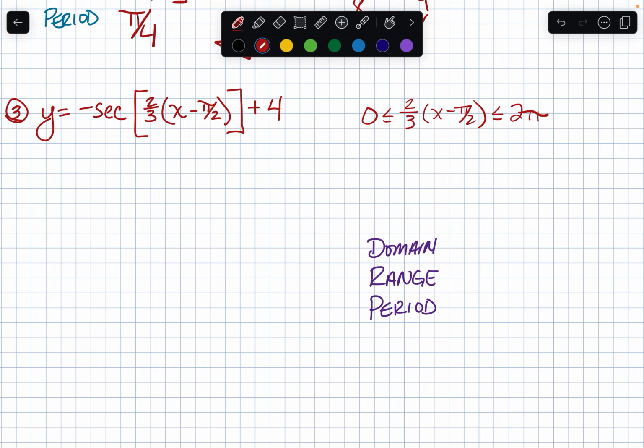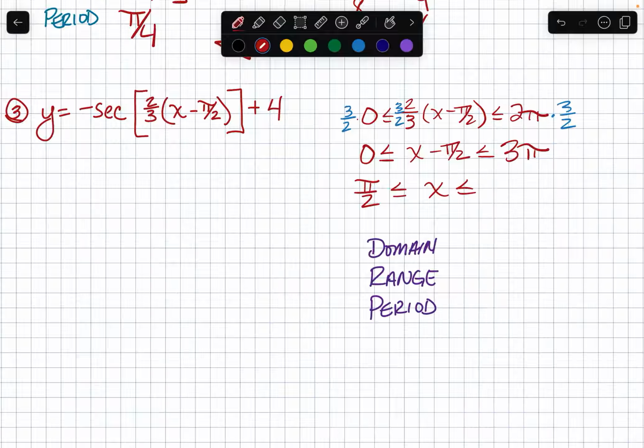So what we're going to do here is multiply by the reciprocal, which is the ideal thing. So multiply by 3/2 everywhere. All right, 3/2 times 0 is still 0. The 3/2 and the 2/3 will cancel, so this is just x minus pi over 2. And 3/2 of 2 pi is 3 pi. Add a pi over 2 everywhere. This becomes pi over 2. 3 pi is equivalent to 6 pi over 2. Add another pi over 2. You are at 7 pi over 2.